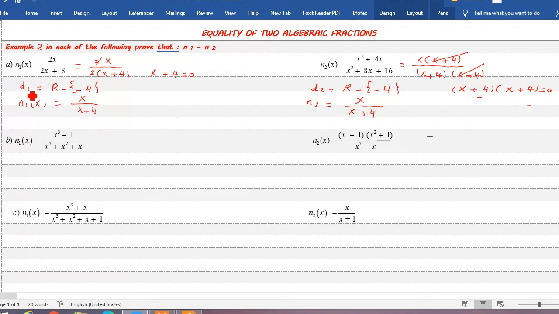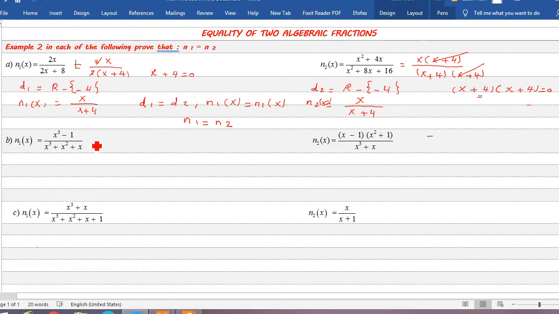Look at this. d1 equals R minus the set of negative 4 and d2 equals R minus the set of negative 4. So then d1 equals d2 and n1 of x equals n2 of x. So then n1 equals n2.